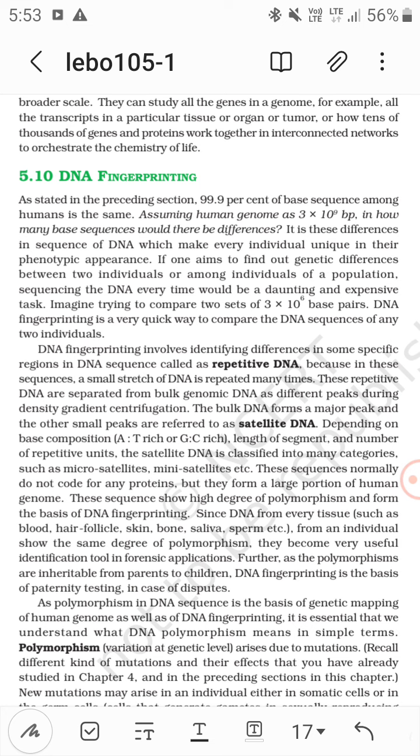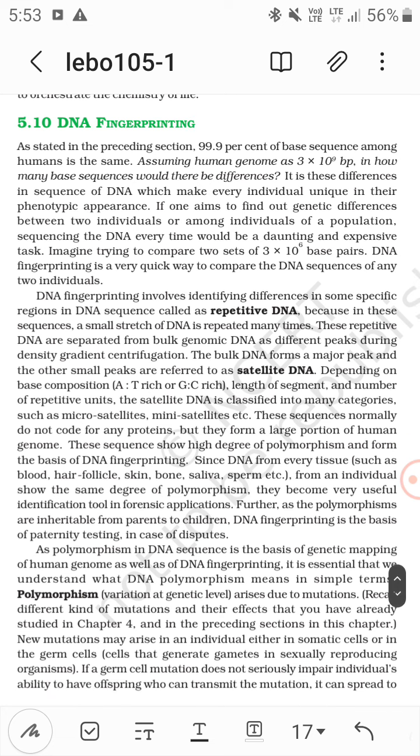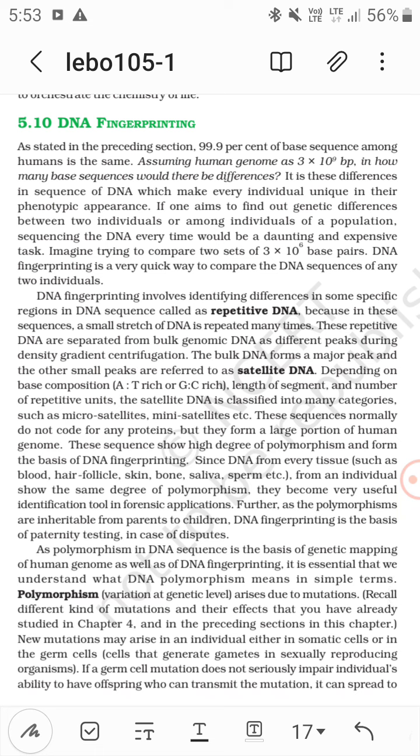Now, this repeated DNA is separated from bulk genomic DNA as different peaks during density gradient centrifugation, right? The bulk DNA forms a major peak, and the other small peaks are referred to as satellite DNA. Now, as you can see, the satellite DNA is classified into many categories, such as microsatellite and minisatellite. These sequences normally do not code for any proteins, but they form a large portion of the human genome, right?